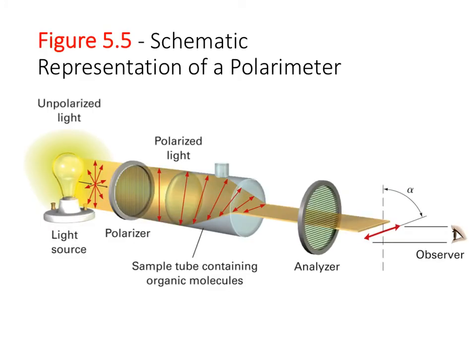This figure shows a representation of a polarimeter. You have a light source which is emitting unpolarized light. It then passes through a polarizer, so now the light is all going in one direction. And then it hits the sample tube, which contains chiral molecules, and that light, the plane of that polarized light, is rotated to a certain degree depending upon the substance. And then in the analyzer, you can measure that degree of rotation.